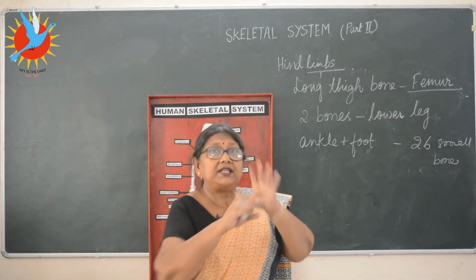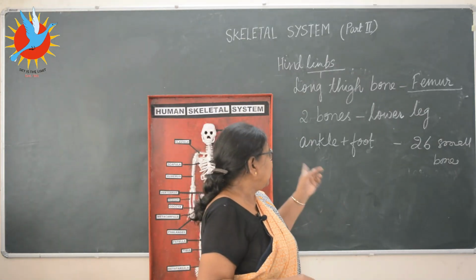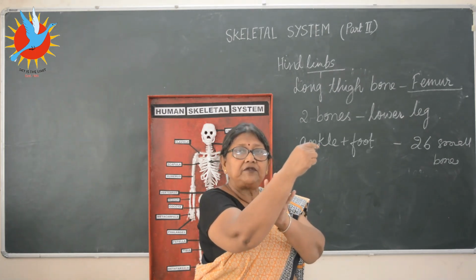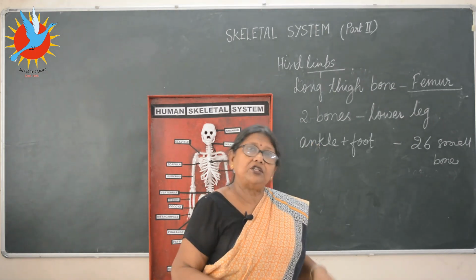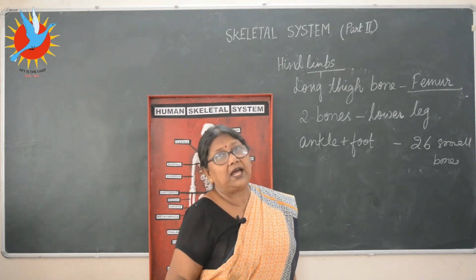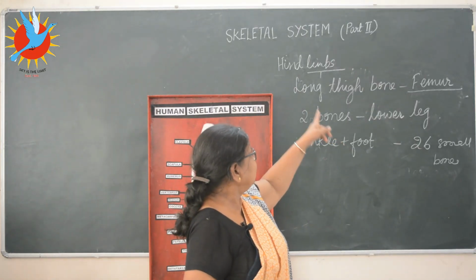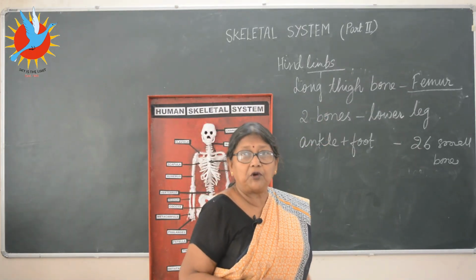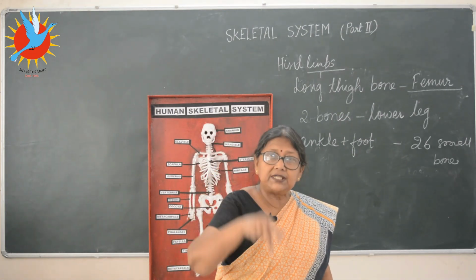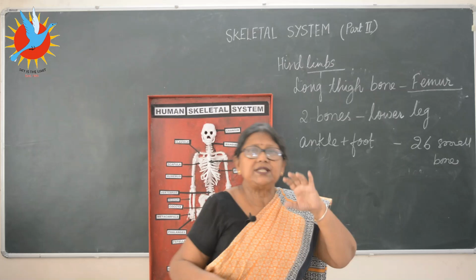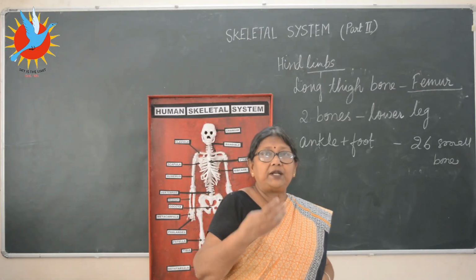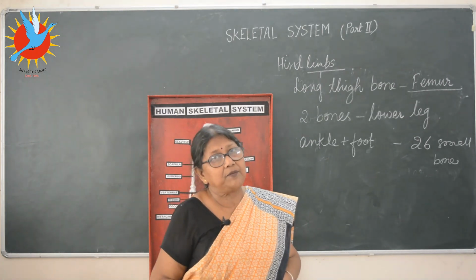Wrist and the hand 27, ankle and the foot 26. The middle part of the arm has two bones, the middle part of the leg also two bones. The upper part has one long bone, even for the thigh one long bone, and the femur bone is the longest bone of your body. And again I'll repeat, the long bones are hollow inside, filled with one very important substance called bone marrow, where the new red blood cells and white blood cells are formed.